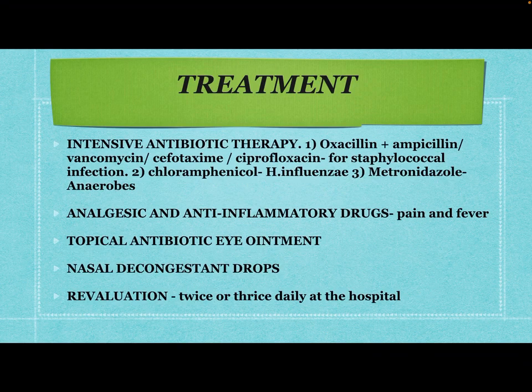In order to cover H. influenzae, you can give chloramphenicol in children. In order to cover anaerobes, you can give metronidazole. We can also give analgesics and anti-inflammatory drugs to counter the pain and fever. You can give topical antibiotic eye ointment and nasal decongestants.